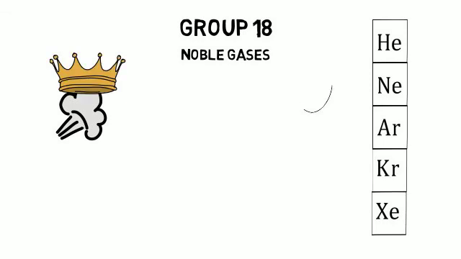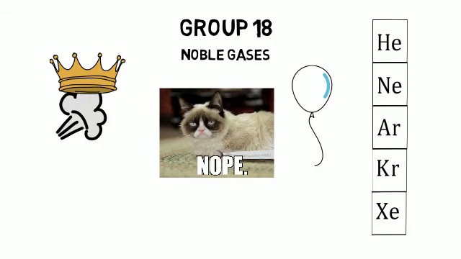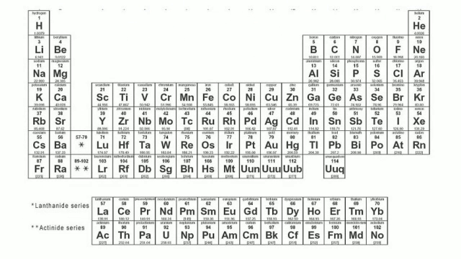These elements don't like to associate with any others. We know from helium being in balloons, these are not reactive at all. If we were to try and react them, this is the type of reaction that we would get from these particular elements. So that's the periodic table.